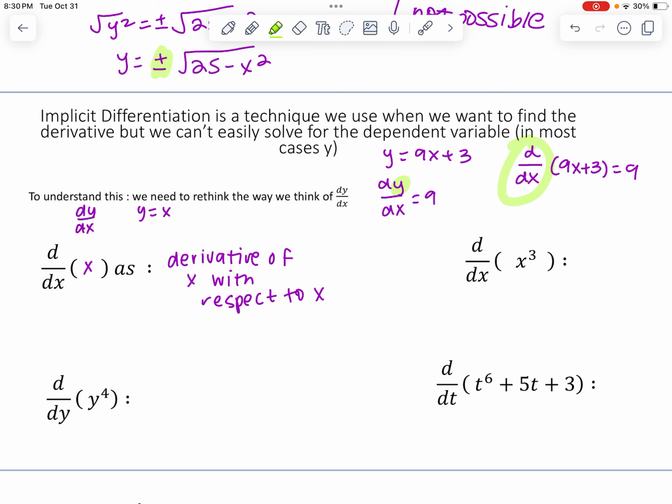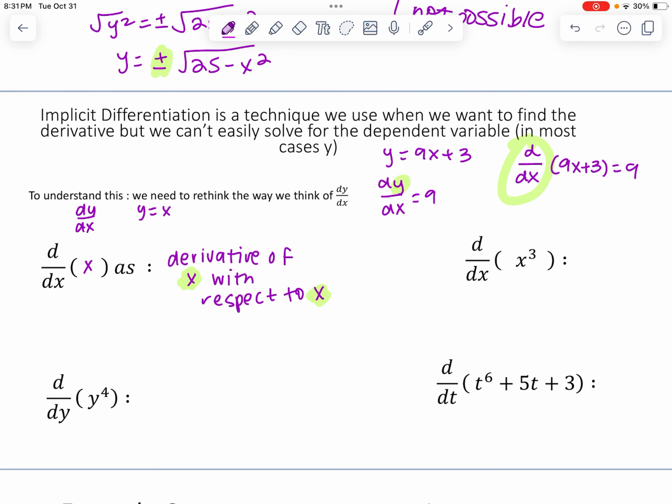What I want you to notice is that these two things match up. You're taking the derivative of x with respect to x, so the variables match up. Over here, this is asking us to find the derivative of x cubed with respect to x. So again, these are not the exact same things, but you're taking the derivative of something with an x with respect to x.